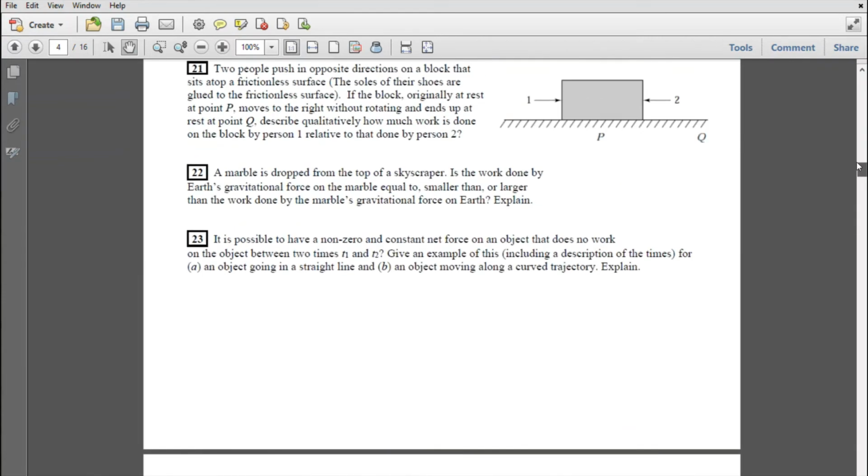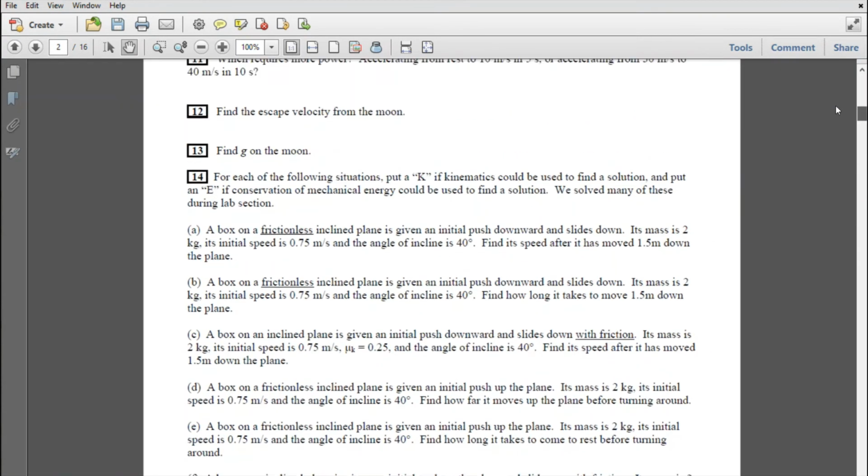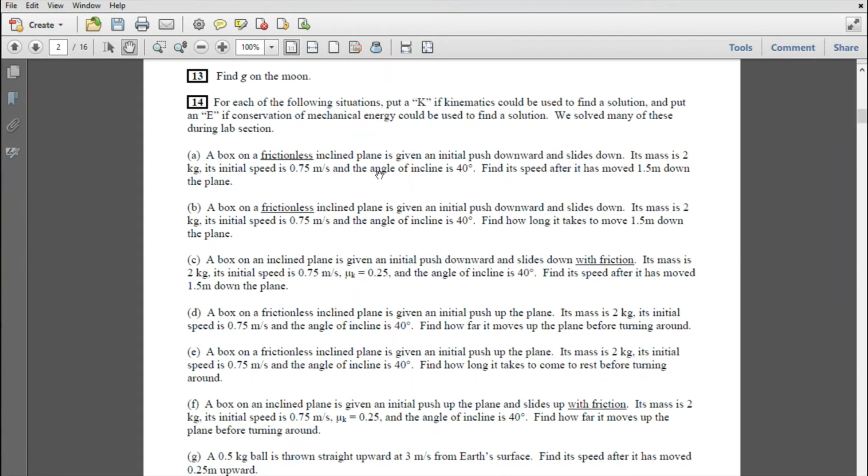Okay, problem 14 has a whole bunch of parts, and we're supposed to just quickly assess. You could do any one of these, and I don't know that I did the solutions down below. We'll find out. But what we're asked to do is put a K if we could use kinematics to find the solution, put an E if we could use conservation or energy methods to find a solution.